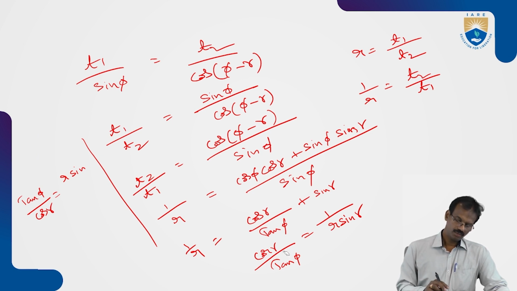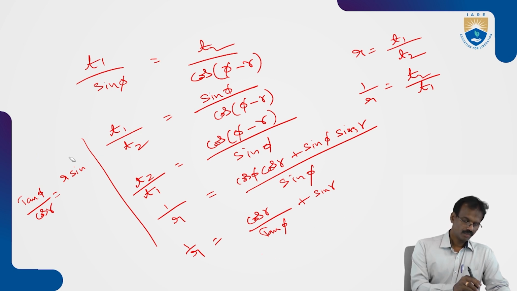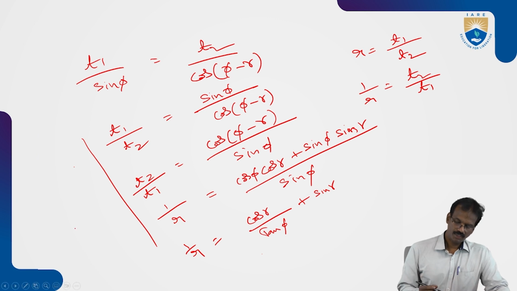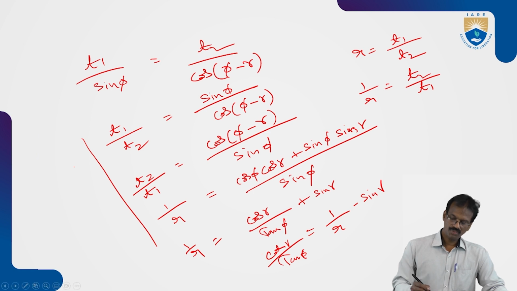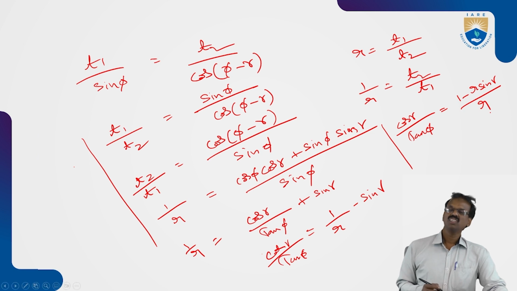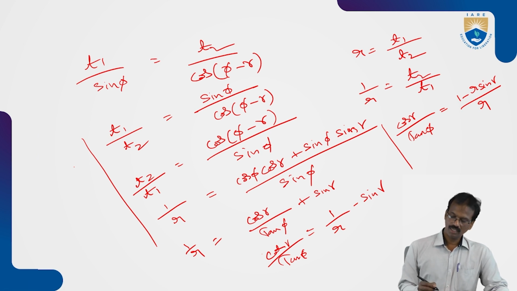Sorry. Okay, so this one is equal to cos gamma by tan phi is equal to 1 minus r sin gamma by r. Then you can simplify this one like this: cos gamma by tan phi is equal to (1 minus r sin gamma) by r. Okay, so then you require the tan phi. So for tan phi, you have to find out the shear angle. So the shear angle is equal to, you can write like this.